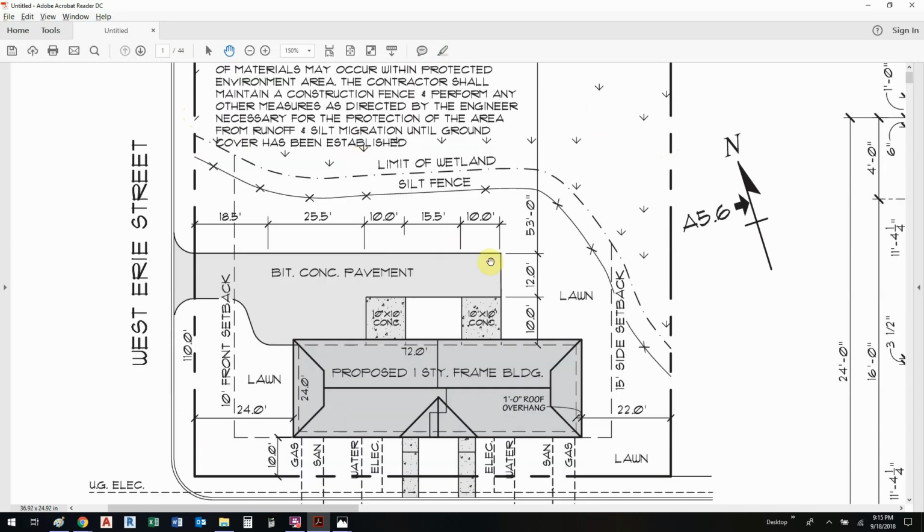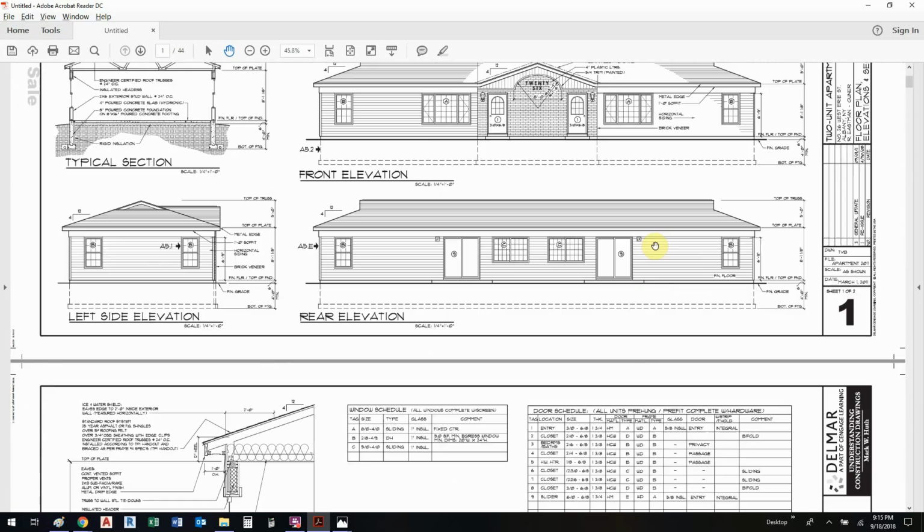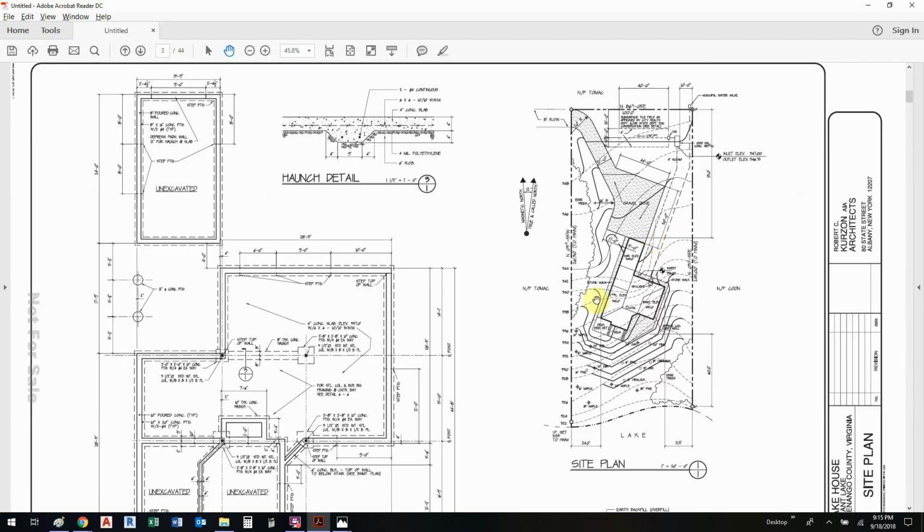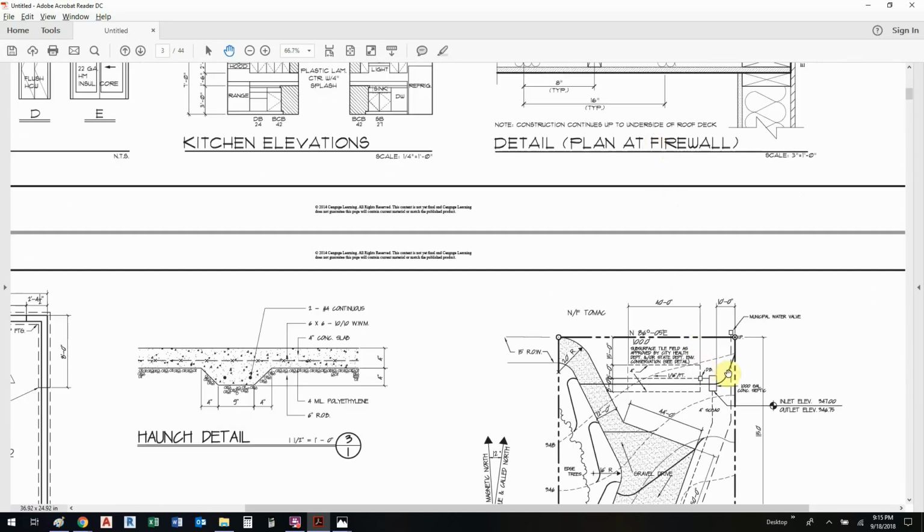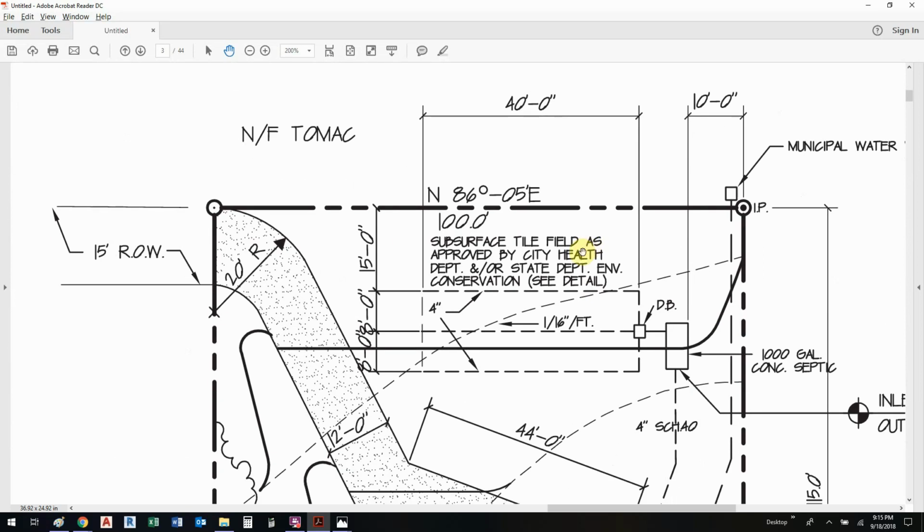It's kind of a gimme. But let's go back and look at our lake house. On our lake house, we have two numbers here, and we kind of talked about that last Wednesday.